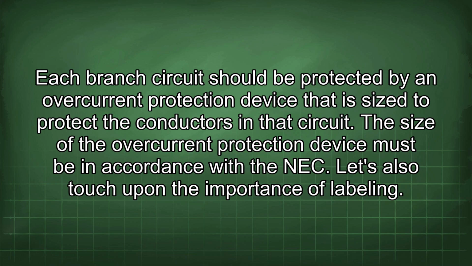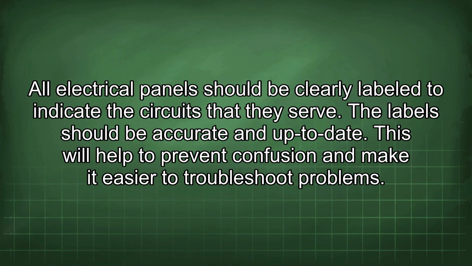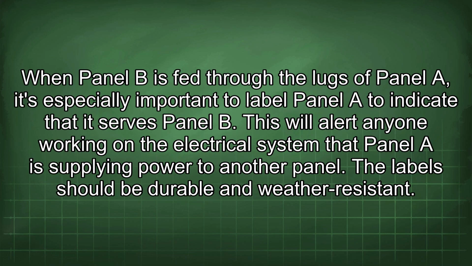Let's also touch upon the importance of labeling. All electrical panels should be clearly labeled to indicate the circuits that they serve. The labels should be accurate and up to date. This will help to prevent confusion and make it easier to troubleshoot problems. When panel B is fed through the lugs of panel A, it's especially important to label panel A to indicate that it serves panel B. This will let anyone working on the electrical system know that panel is supplying power to another panel.